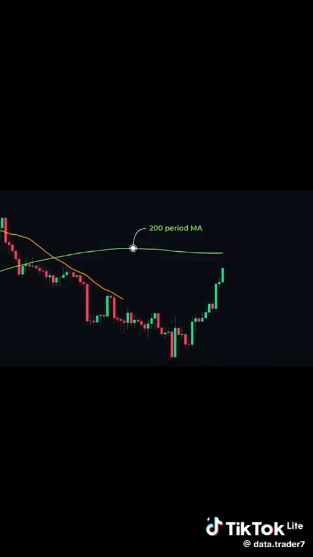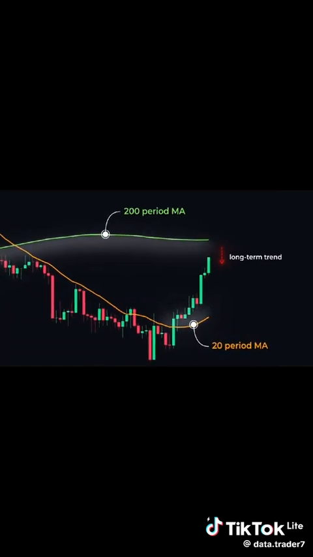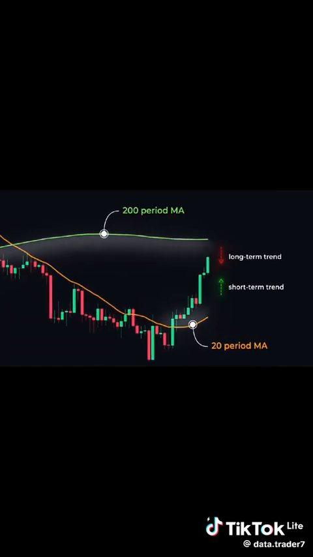You can also apply a shorter moving average on the same chart, like the 20-period, to check the short-term trend. So in this example, even though the price is below the 200-period, it's currently above the 20-period. That tells us the long-term trend is down, but the short-term trend is up.